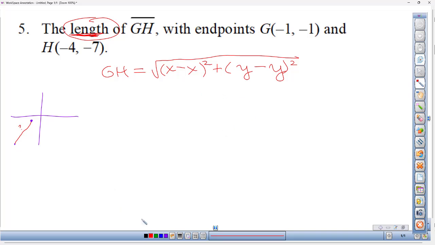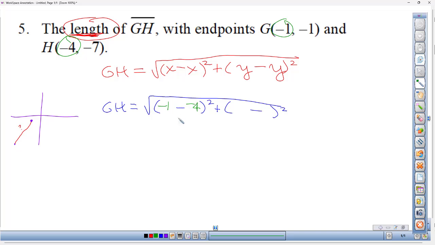There's kind of a pattern to it, and if you notice that pattern, it will be easier to remember. So here I go, GH, and if you're in my class, you know that I like to set up the whole formula and then put the numbers in last. So who are the x's? That would be -1 and -4. If you fill out the formula first, it makes it easy to put all the minus signs that are supposed to be there. Okay, and how about the y values? That would be -1 and -7.